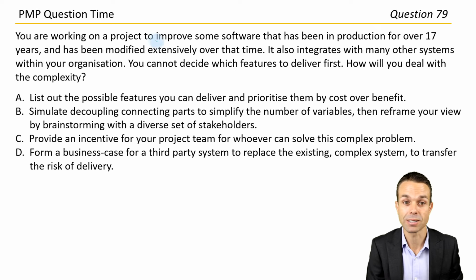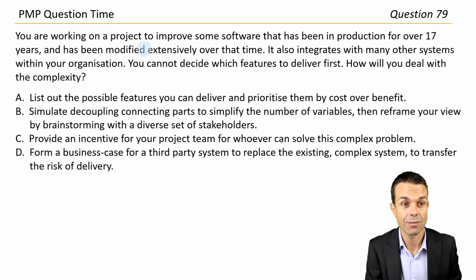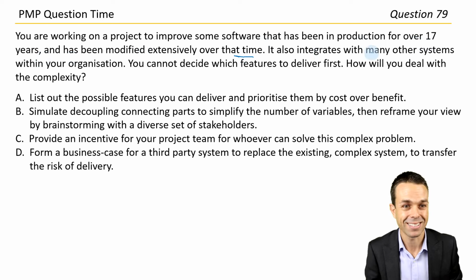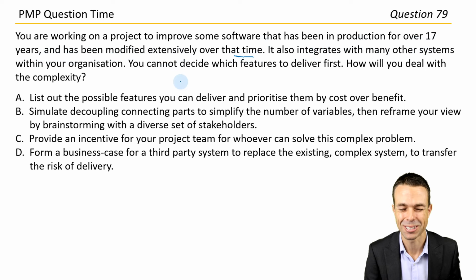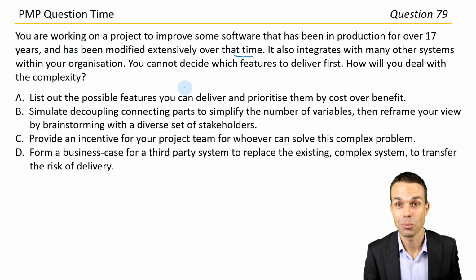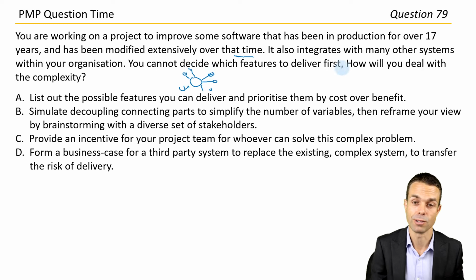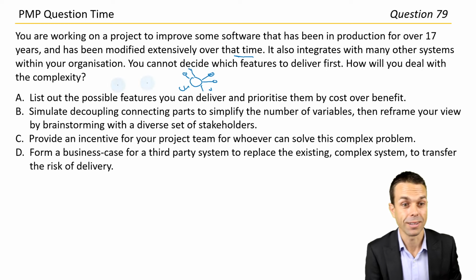You're working on a project to improve some software that has been in production for over 17 years, and it's been modified extensively over that time. It also integrates with many other systems within your organization. Gosh, this sounds like complexity, doesn't it? So we've got an old system, it interacts with many other systems, so it makes things quite complex. You cannot decide which features to deliver first. How will you deal with the complexity?